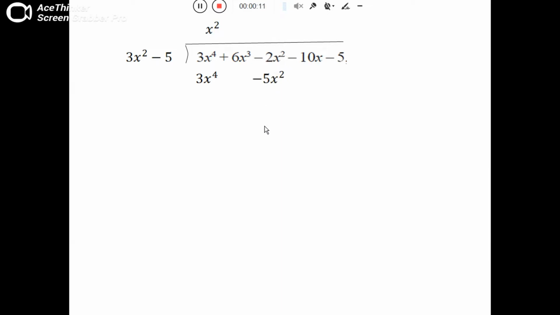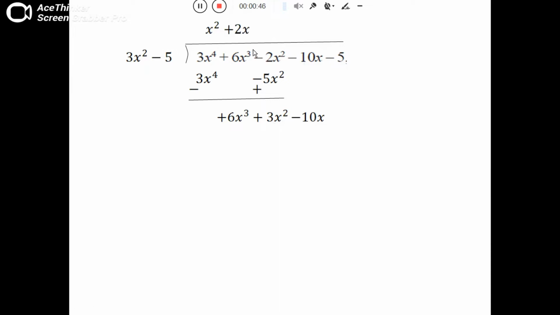Afterward we have to subtract it. After changing the sign, plus becomes minus and minus becomes plus, and subtract it. So plus 3x^4 minus 3x^4, they both cancel. This plus 6x^3, that we have written plus 6x^3, minus 2x^2 plus 5x^2 will be plus 3x^2. And these terms we have to minus 10x minus 5 if you want.